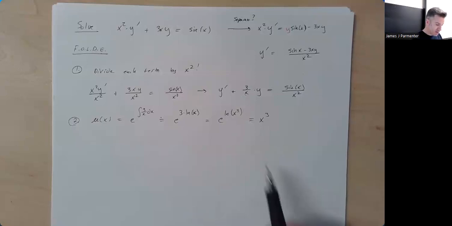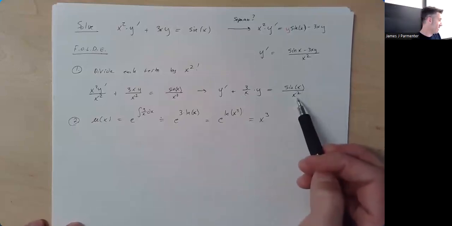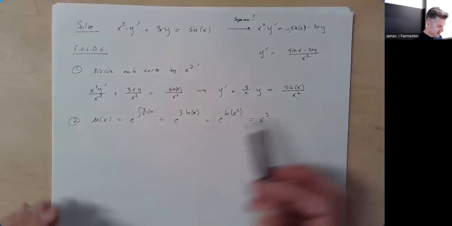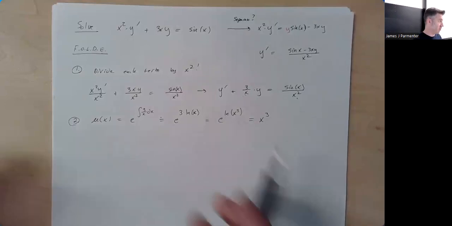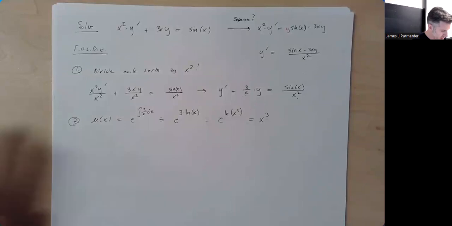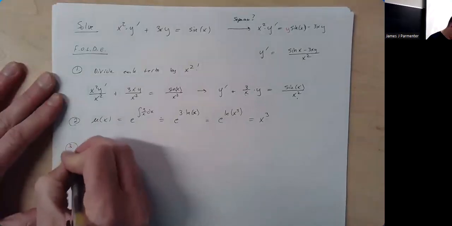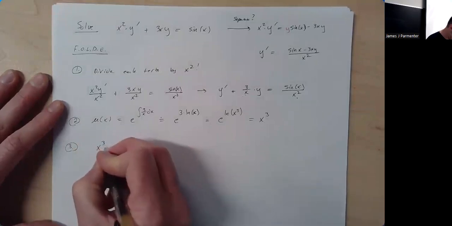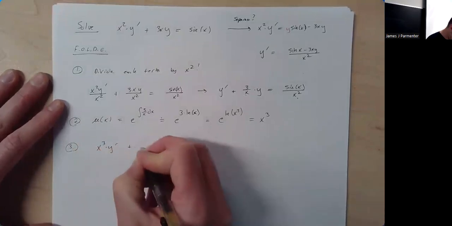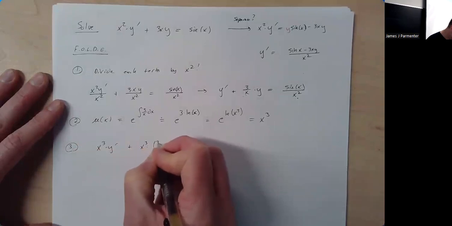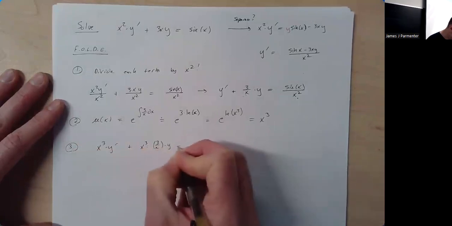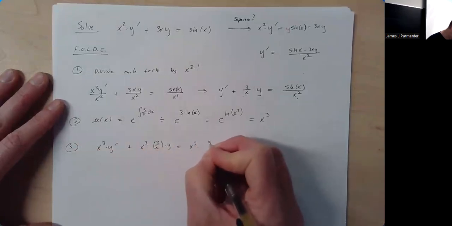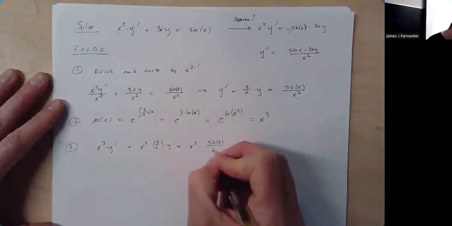Because multiplying x cubed by sine of x over x squared is going to simplify nicely. Whereas if I left it as e to the 3 natural log of x, that looks way worse. So then do the multiplication. I'm going to multiply everything by x cubed. So I'm going to have x cubed times y prime plus x cubed times 3 over x times y equal to x cubed times sine of x over x squared.